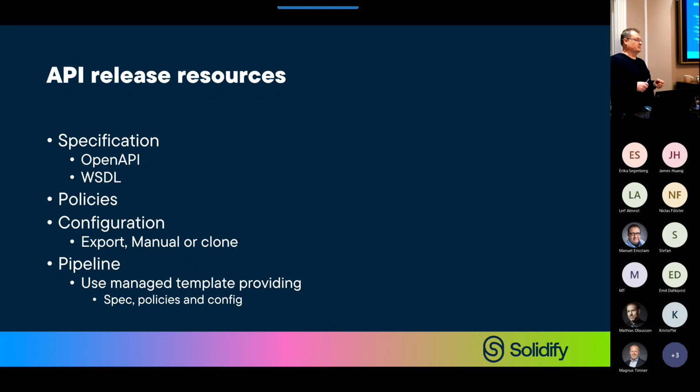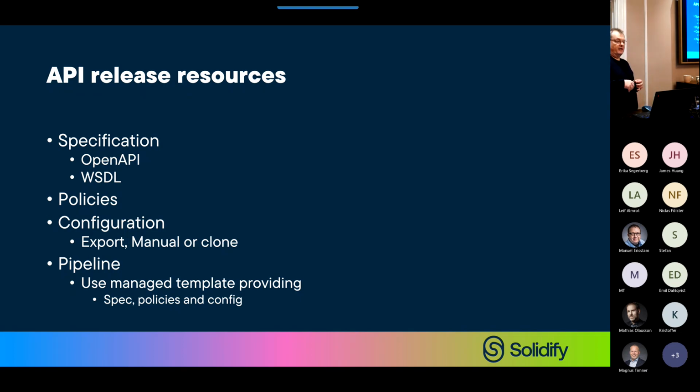Then you have the policies. Each team can decide what kind of policies they have. It could be JWT validation, let's say, if they have authentication. It could be caching rules, that kind of thing. They need to provide us with the set of policies that they want to be applied. So that is a part.